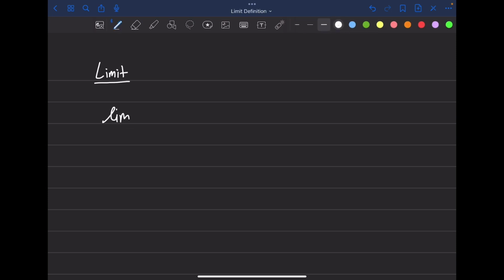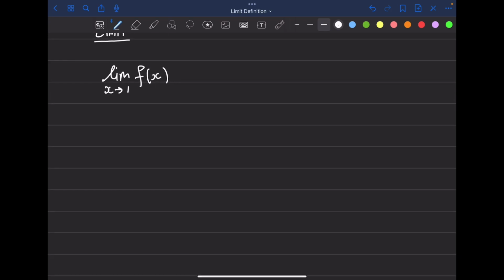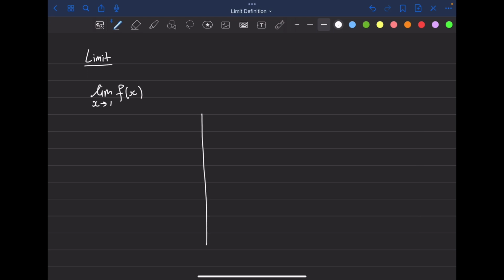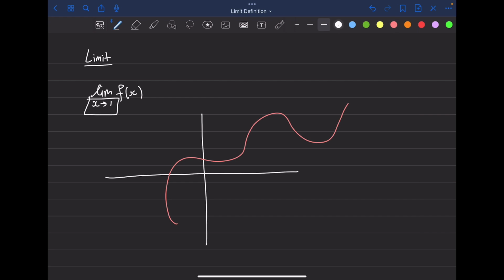So when I say the limit as x goes to 1 of f of x, that means whatever function you have. I'm going to draw this down, but let's say you had a graph and a function, whatever it is, and as x approaches 1, let's say 1 is here, so this is the x-axis and this is the y-axis. As x goes to 1, what is the value of y? We have to go from the right and the left to reach the value of 1.